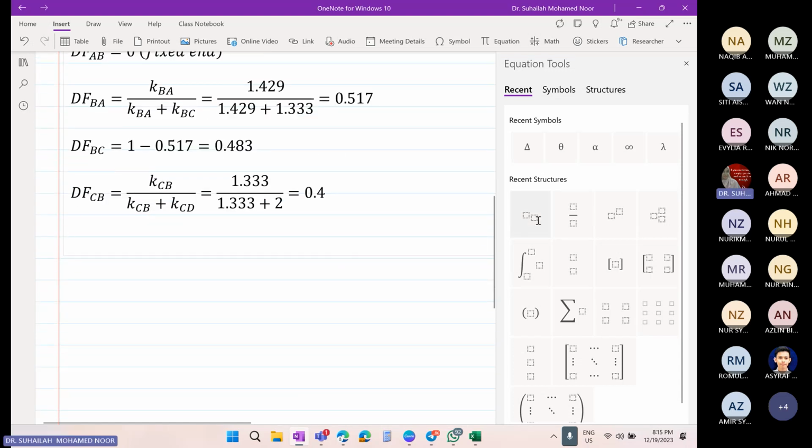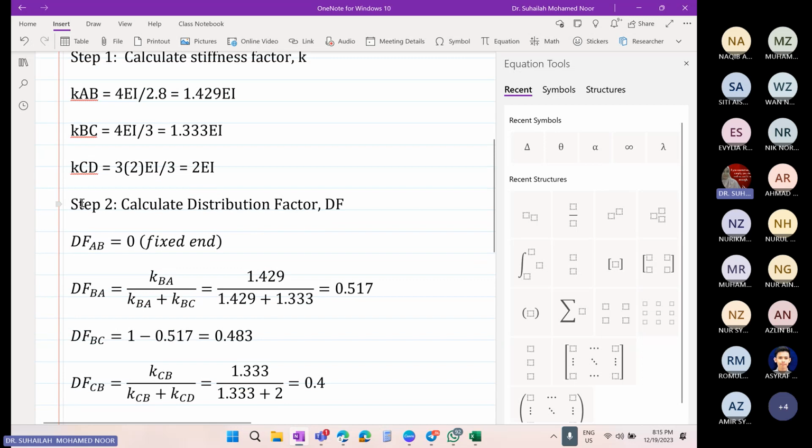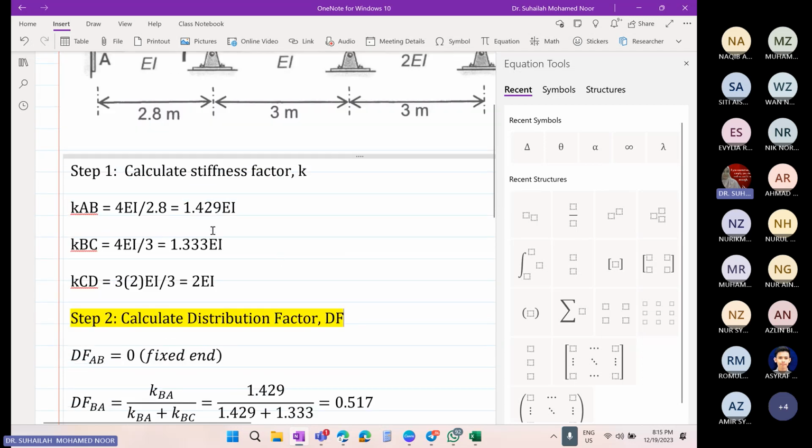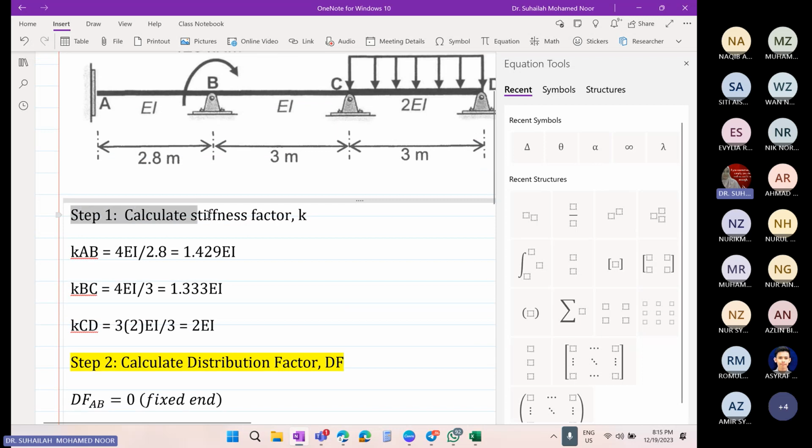So DFCD is equal to 0.6, because CB and CD are at the same joint, so they add up to 1. Okay, so this is the second step, calculate the distribution factor. This is the first step, calculate the stiffness factor.